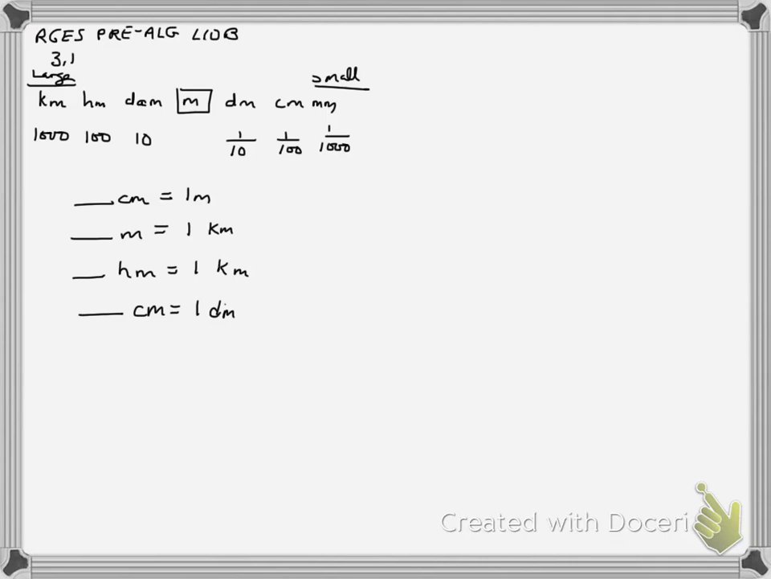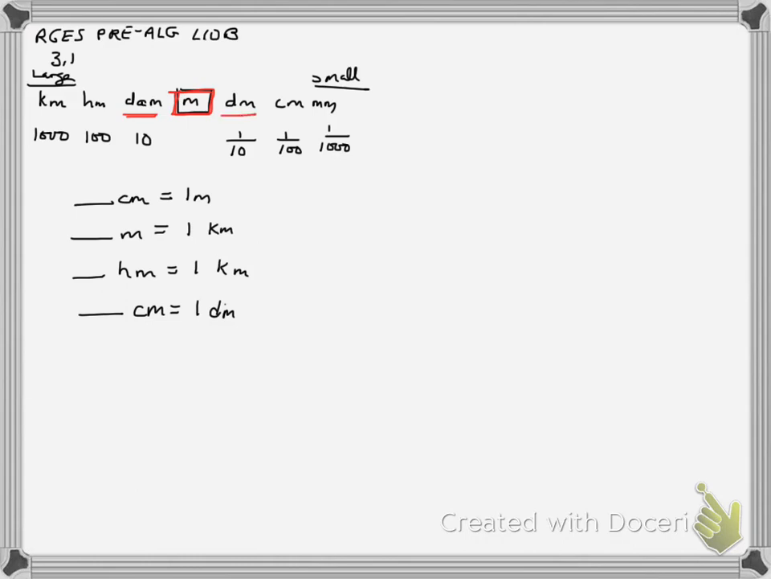Notice that my units to the right will be smaller, my units to the left will be larger, and the basic unit of length in the metric system is the meter, abbreviated with the M. So reading from left to right, we have kilometer, hectometer, decameter with a DA. Sometimes you'll see a DK, but this is DA, and the regular meter in the middle.